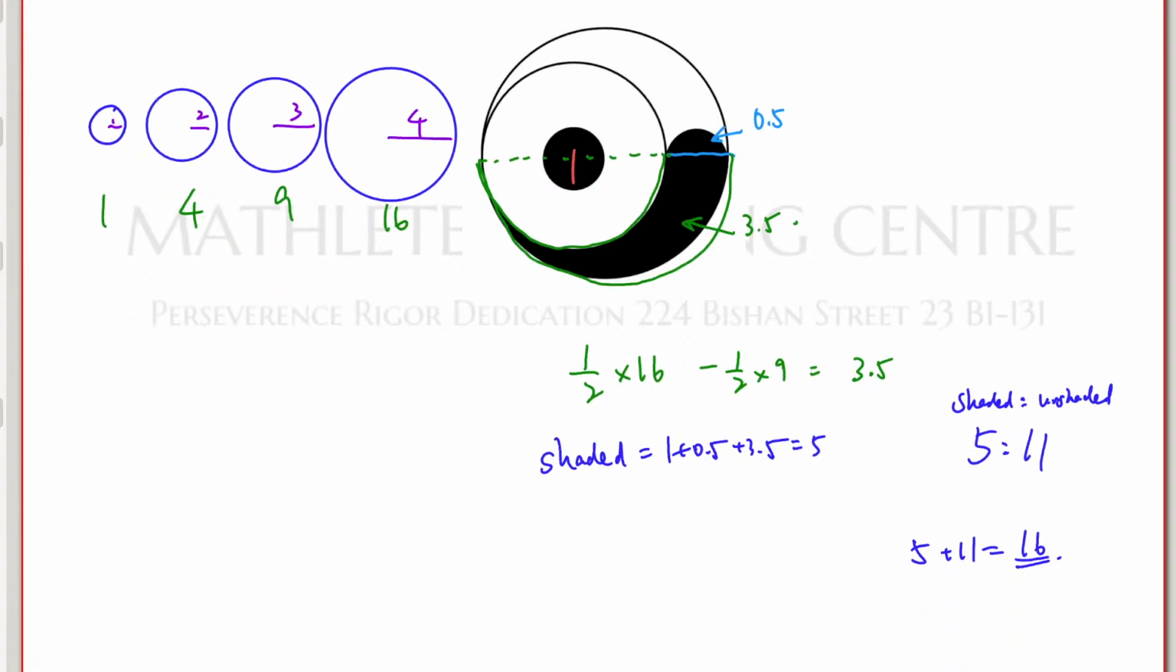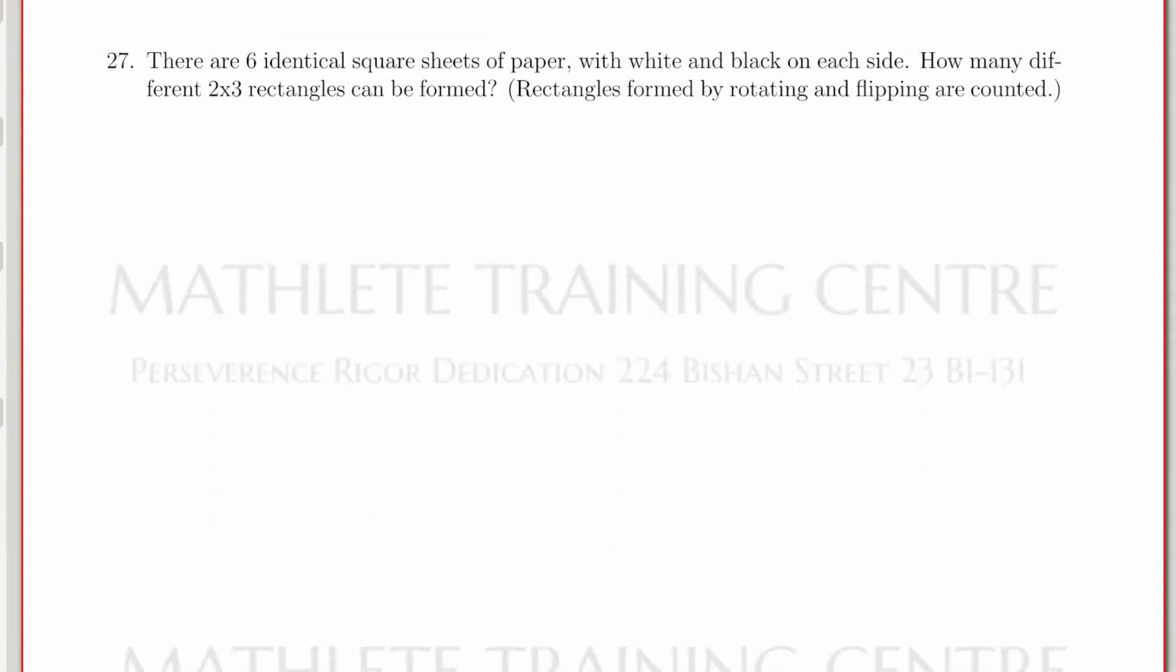Okay, let's continue on. Question number 27. This is a slightly tedious question. They say that there are 6 identical square sheets of paper that can be white or black. Then how many different 2 by 3 rectangles can be formed? Rectangles formed by rotating and flipping are counted as the same. So if they're counted as the same, then wow, there's a lot of cases to consider, isn't it?